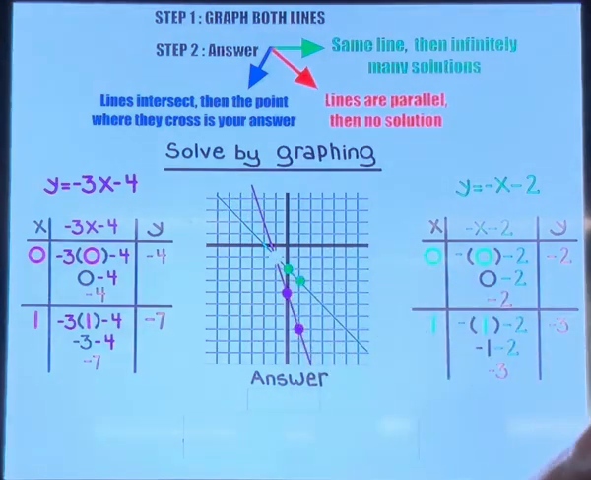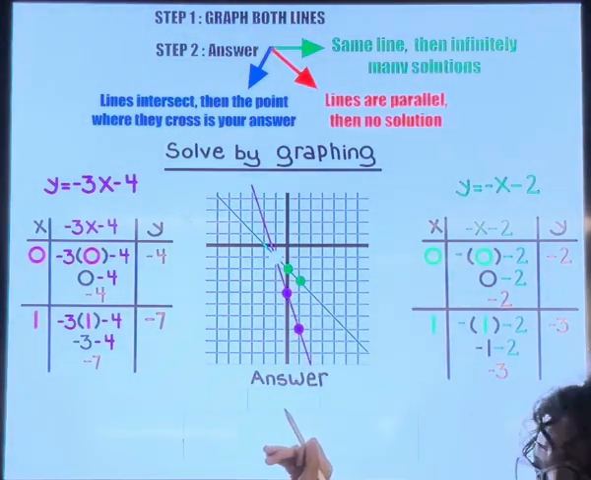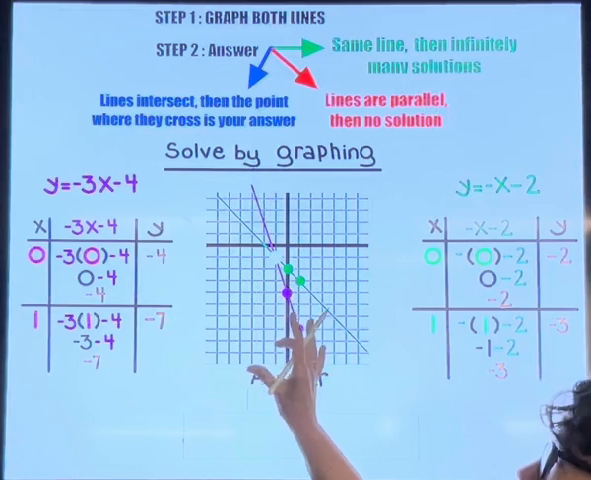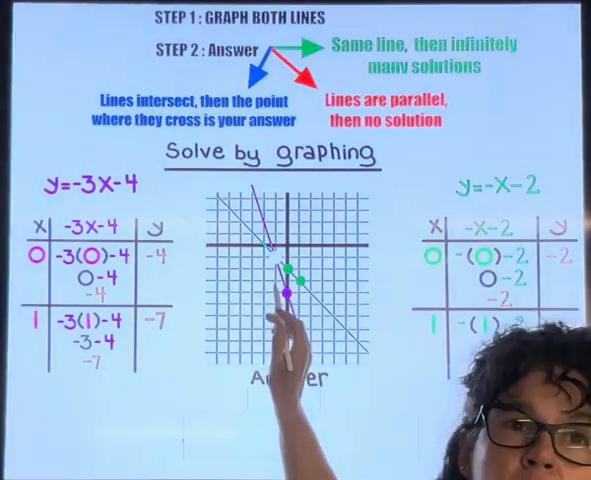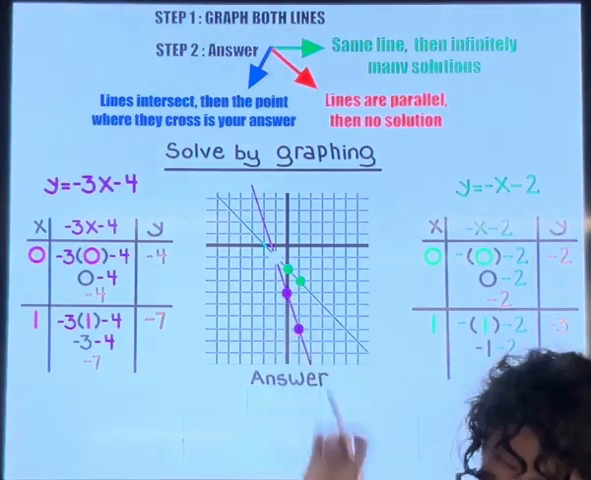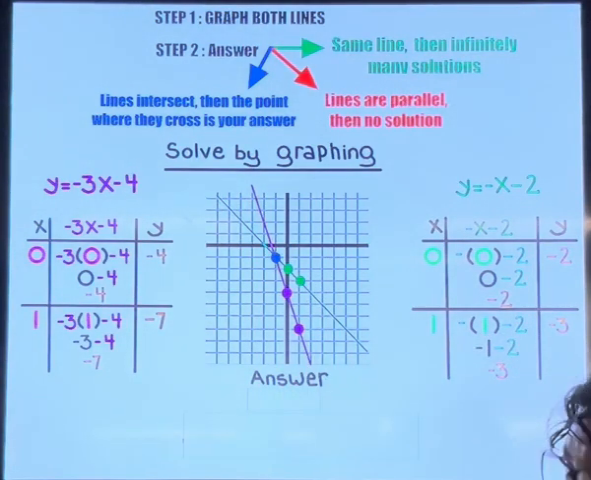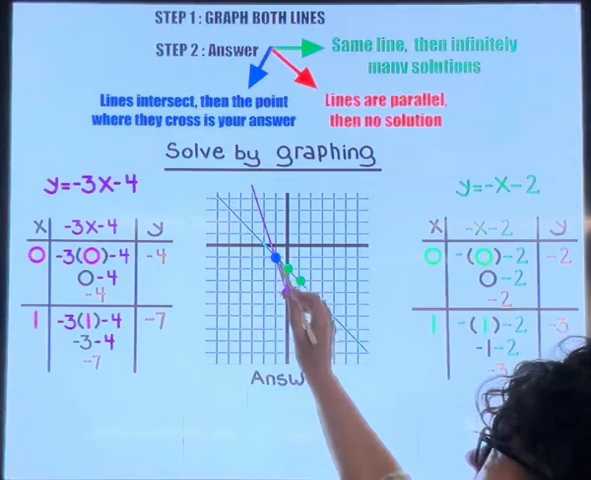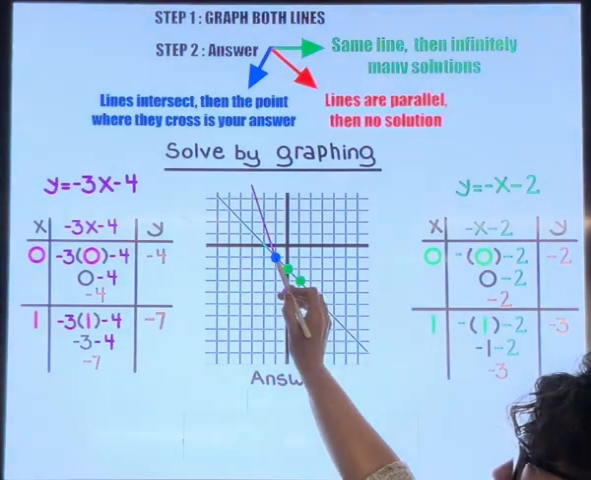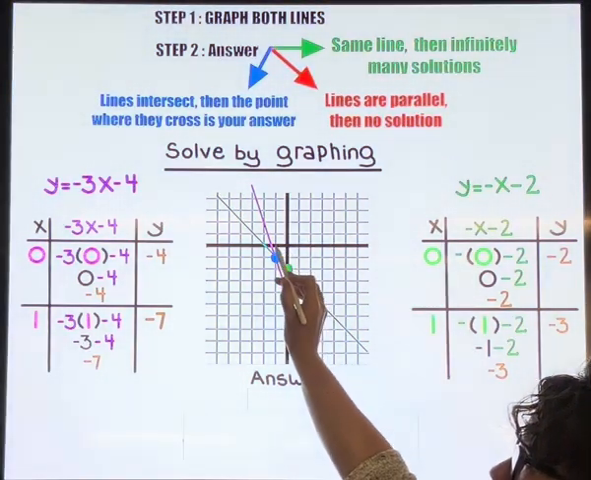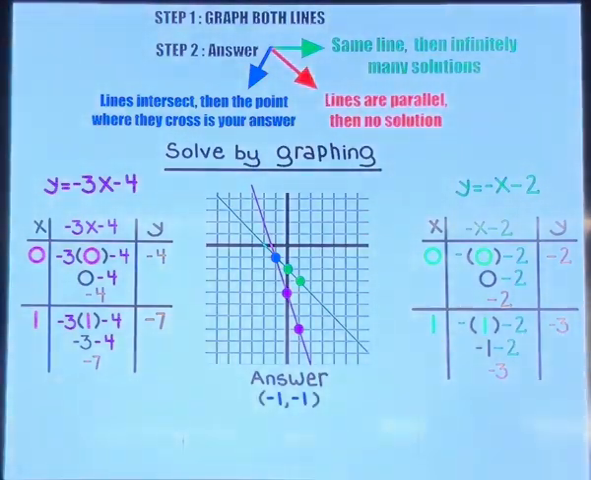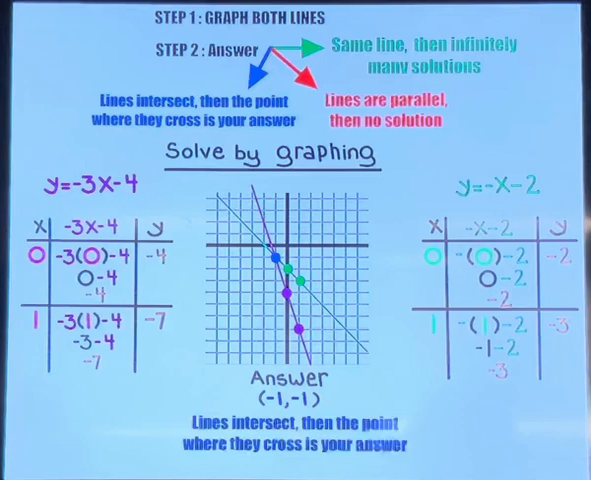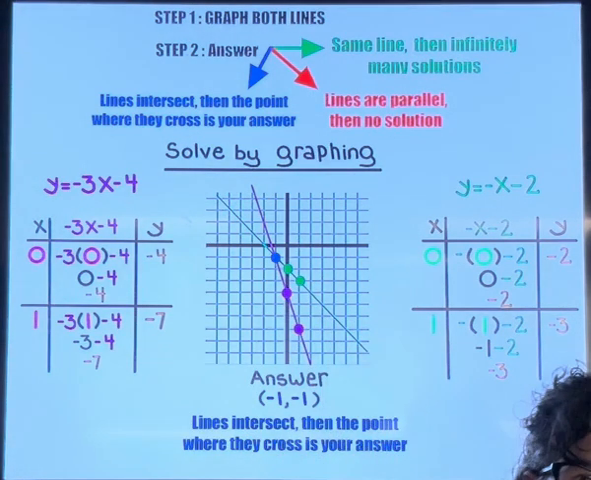My options one more time. After you graph the lines, if the two lines intersect, then where those 2 lines come together is your solution. In this particular problem, notice that the purple line and the green line come together right there, which is back 1, down 1. So my answer is negative 1, negative 1. Which is because the lines intersect, so the point where they cross is my answer.